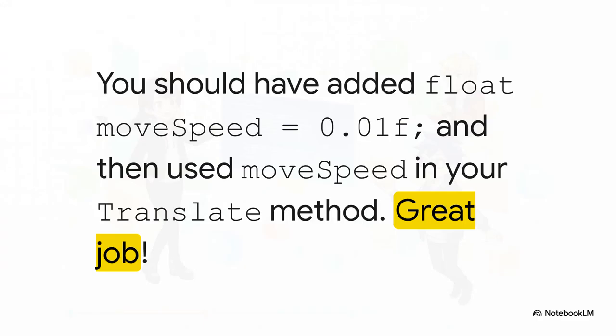Hey, welcome back. How'd it go? Let's take a look at the solution. Your script should now have a second variable, right there at the top. Float move speed equals 0.01f. And then, down in your update method, the transform.translate line should now be using move speed for its y-axis value. If your code looks like this, then awesome job. You just successfully created and used your second variable.